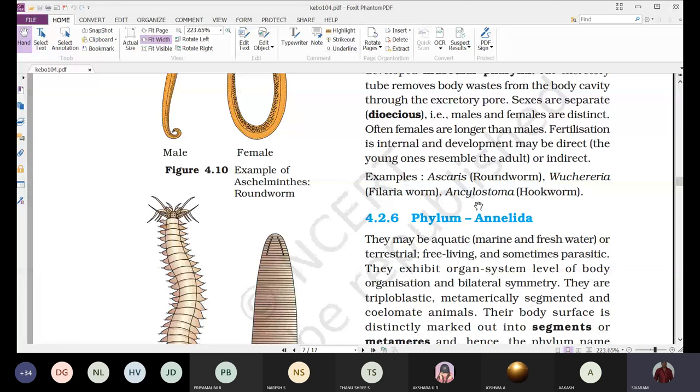And next, Ancylostoma, which is commonly called hookworm. It is also a parasite which lives in the intestine of humans, but it lives in the small intestine. In these organisms, the body is covered by cuticle, which protects these roundworms from the enzymatic action of the digestive system of humans.